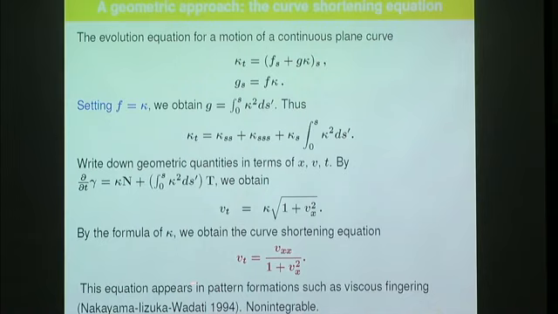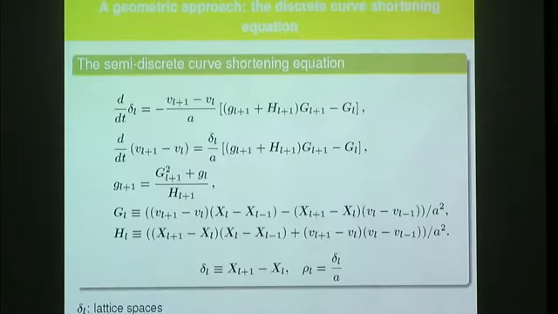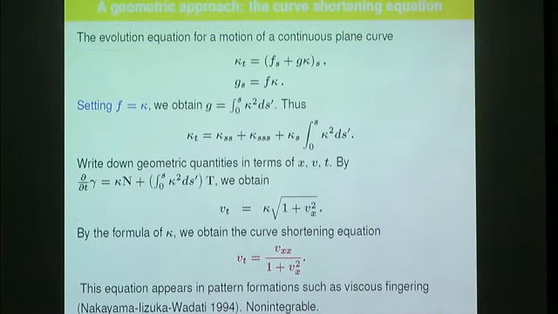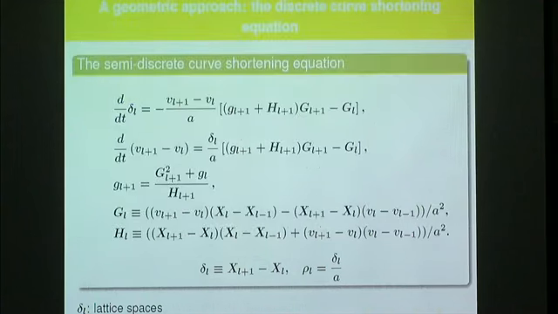So again, this equation describes the motion of a continuous curve. Now we use a discrete curve, and we just use different f and g. Then, with a little bit of computation, you will get this semi-discrete curve shortening equation.